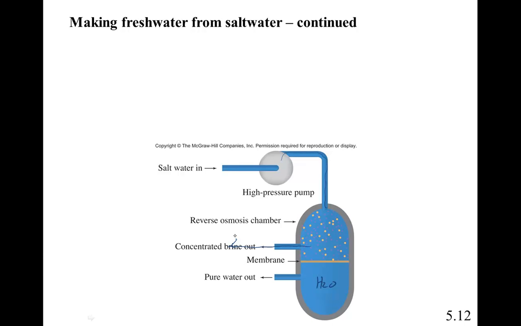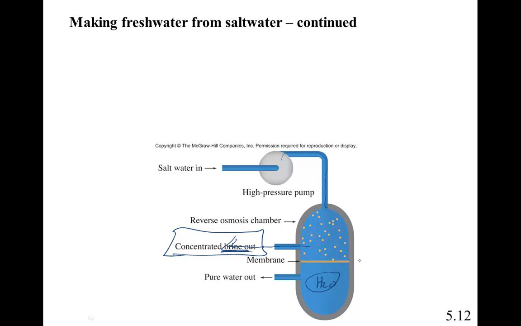Now some water comes out here too, that's why it's called brine. Brine is actually a very concentrated salt solution, so not all the water makes it across the membrane. So first of all, we're using a lot of water to do this. And this concentrated brine, most animals cannot live in it, so it's either going to have to be diluted or recombined with salt water before it's put back into the ocean.